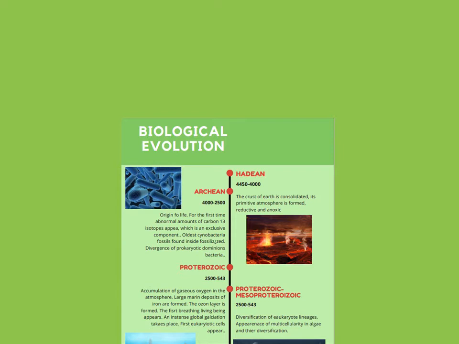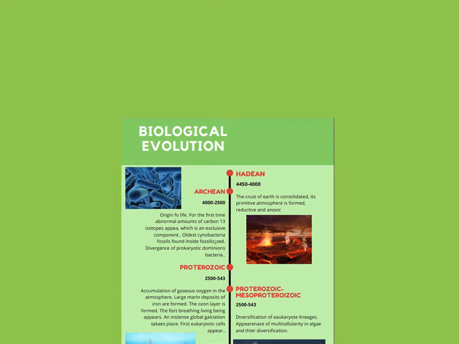The second stage of the Earth was the Archean. It goes from 4,000 to 2,500. And this is the end of large falling and most ancient sedimentary rocks. And this means that the rocks that were falling and crashing into the Earth were disappearing, and conditions appear for the rising of the primordial soup and the world of RNA, the origin of life. For the first time, abnormal amounts of carbon 13 isotopes appear, which is an exclusive component of living beings.